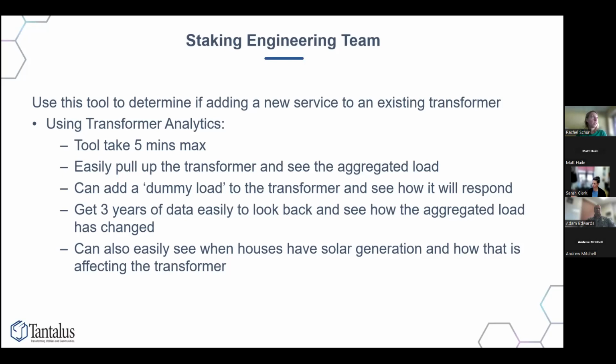The other thing, down here in Durango, we have a ton of solar generation, several thousand behind the meter installations and more going in every day. So that for us is really big too, to see which transformers have generation on them and how that generation is affecting the transformer. You can go to the next slide.